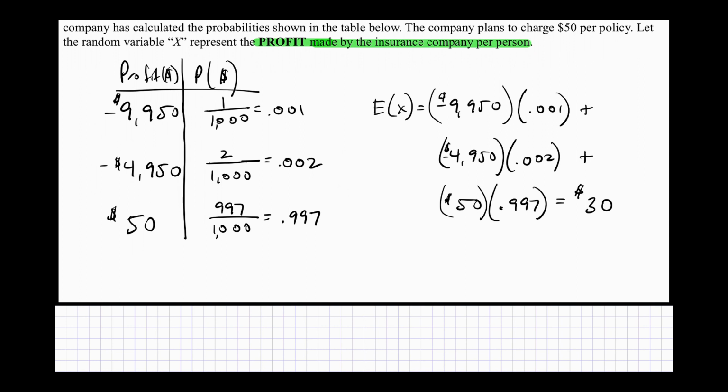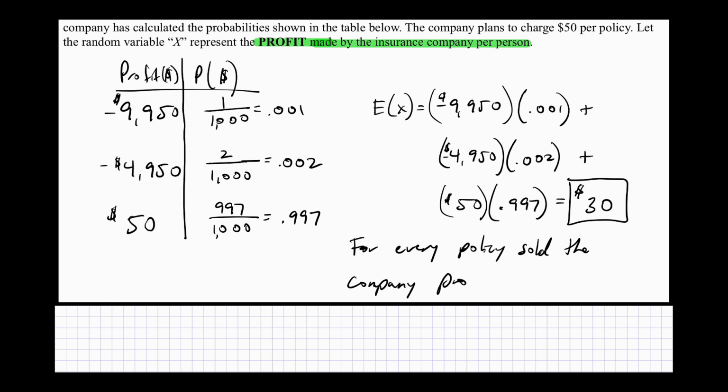Okay, so $30. That's my next question: how do I interpret that $30? For every plan sold, the company earns $30. For every policy sold, the company profits. The company gets a $30 profit. Yep.